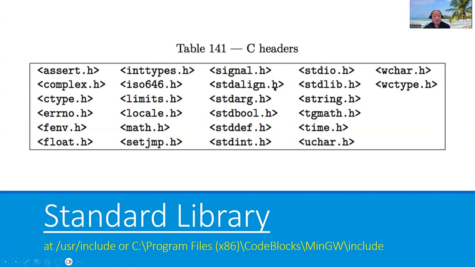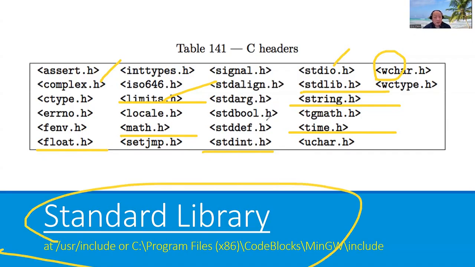So here you have the typical C header files that you would usually use: complex.h, stdio.h, wchar.h, limits.h for maximum and minimum values, string.h, time.h, float.h, math.h. These are the standard integer header, stdlib.h. These are the more commonly used standard libraries. Okay? Any questions so far? No?